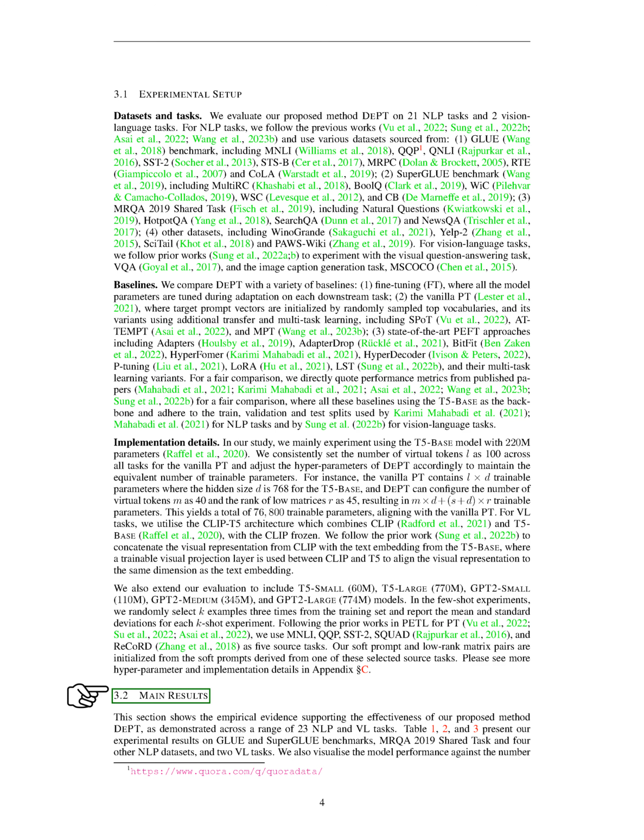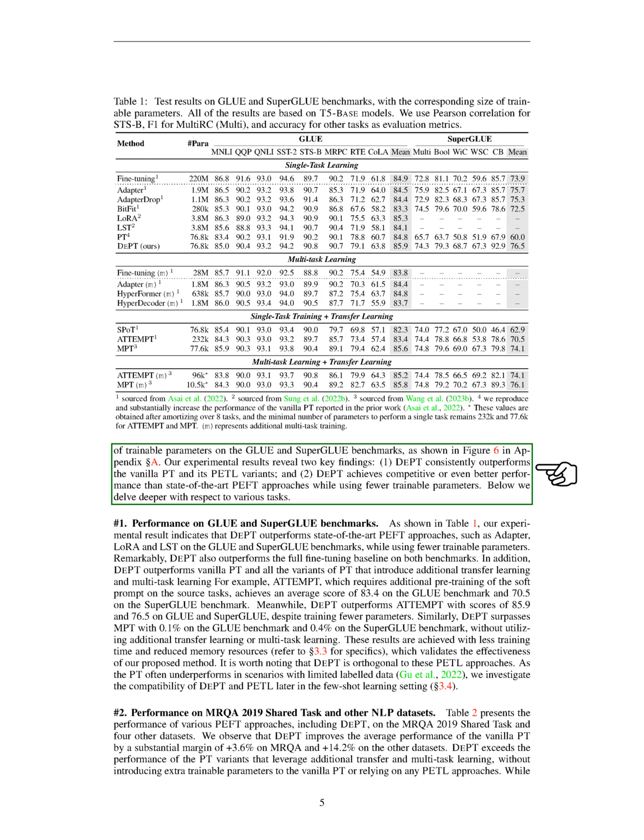Section. Main results. In this section, we present the empirical evidence that supports the effectiveness of our proposed method, DePT, across a variety of 23 natural language processing, NLP, and vision language, VL, tasks. We have conducted experiments on GLUE and SuperGLUE benchmarks, MRQA 2019 shared task, 4 other NLP datasets, and 2 VL tasks. The results of these experiments are presented in 3 tables. We also provide a visual representation of the model's performance in relation to the number of trainable parameters on the GLUE and SuperGLUE benchmarks, which can be found in the appendix's figure.